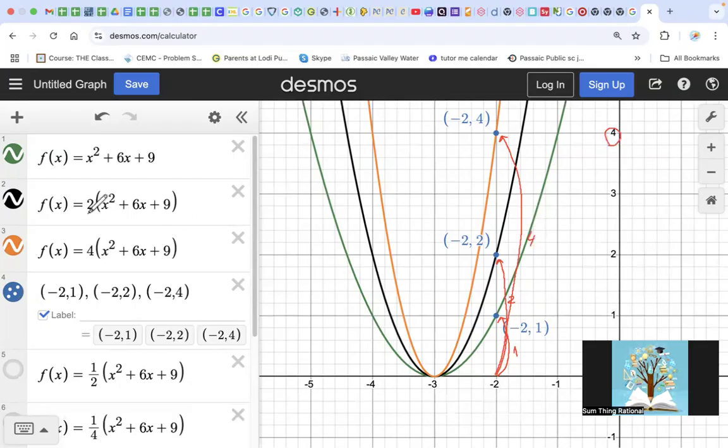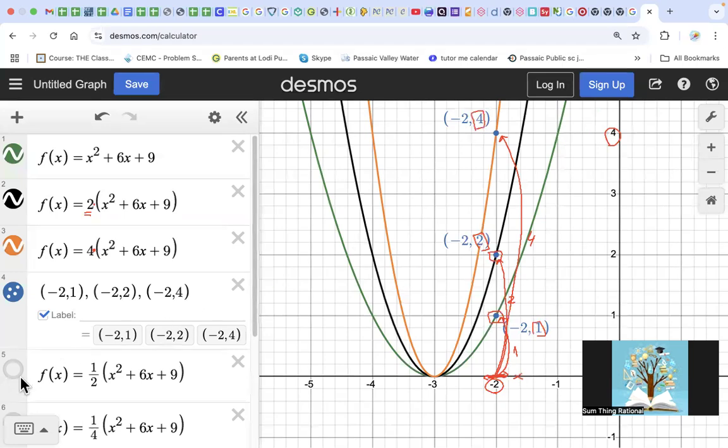As you see here, to obtain the black graph, the function is multiplied by 2. To obtain the orange graph, the function is multiplied by 4. It means that this point is shifted vertically upward, farther away from the x-axis. Vertical stretch means how you are stretching your graph from the x-axis. The point x equals negative 2 remains the same, but the y value was 1, now it became 2, now it became 4. Four times stretch. That is vertical stretch.